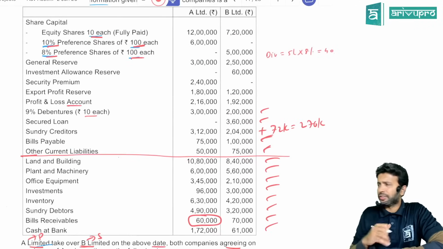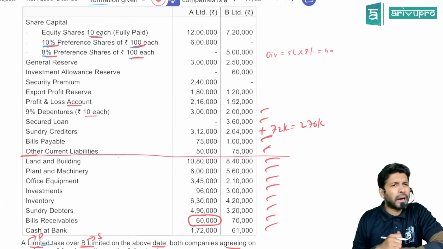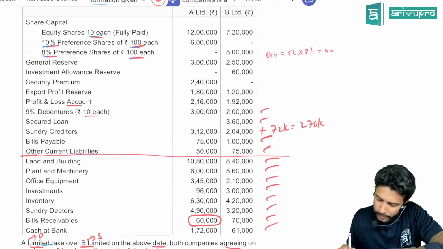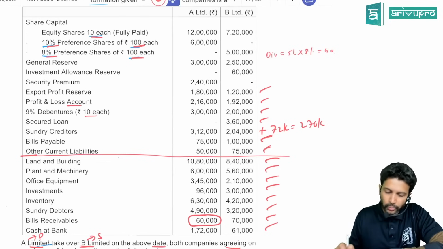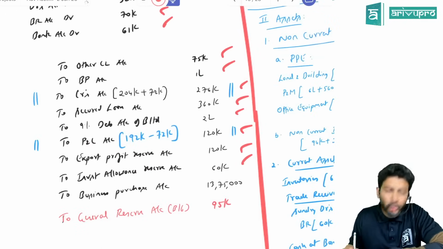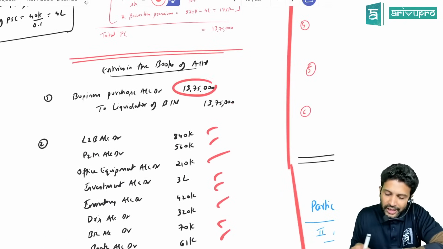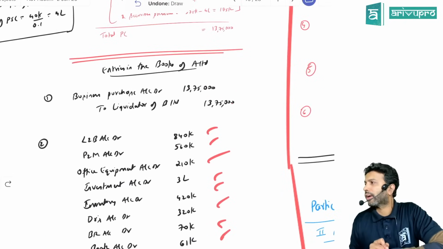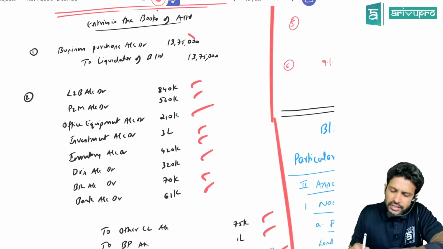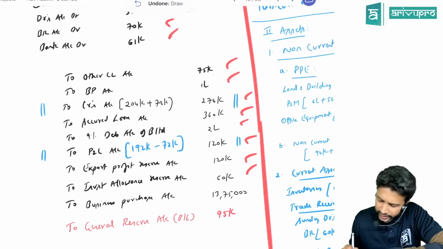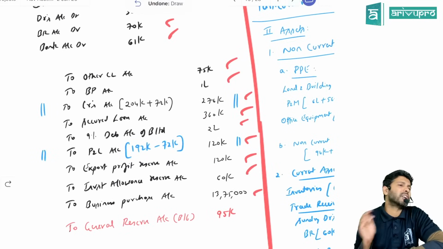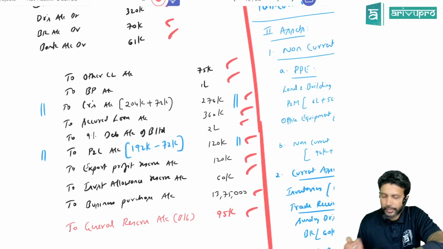Then all other reserves you copy. General reserve you'll get as a balancing figure. Export profit P&L we captured. Export profit reserve 120. Investment allowance reserve 60. Now this business purchase account is an actual account or dummy? Dummy. How do you cancel it? Credit it. It has been debited here. To cancel we will credit here. Balancing figure is your general reserve. Done, people? Yes, sir. That's all this particular funda is about.